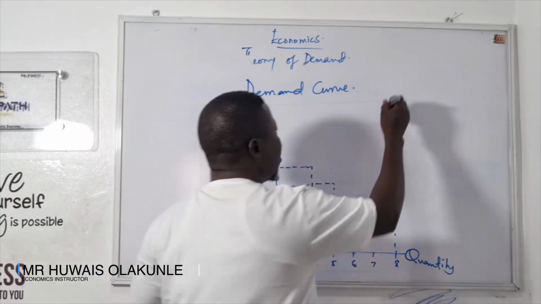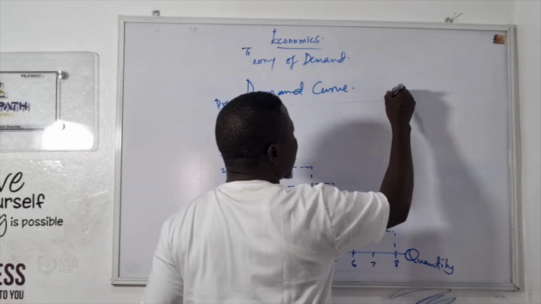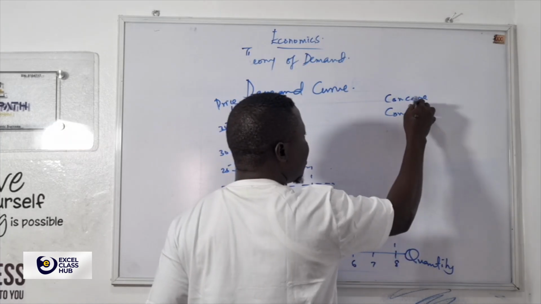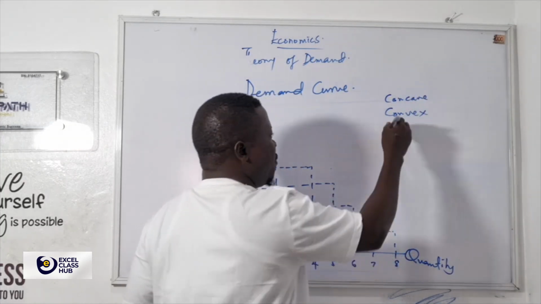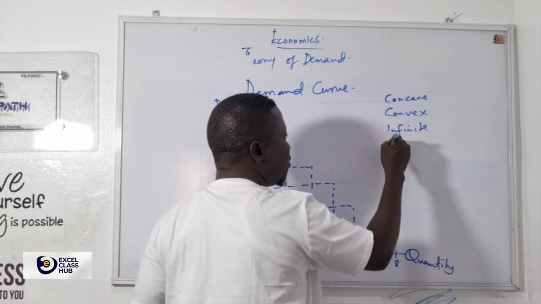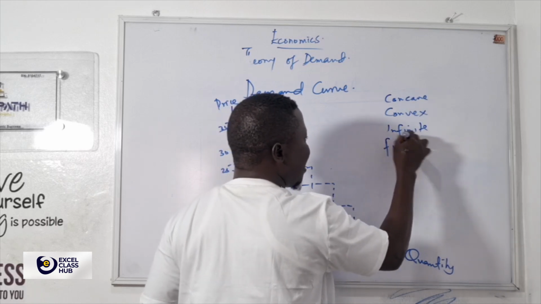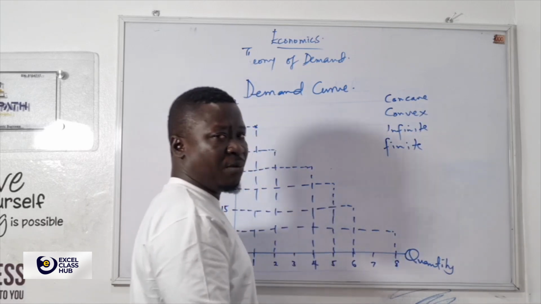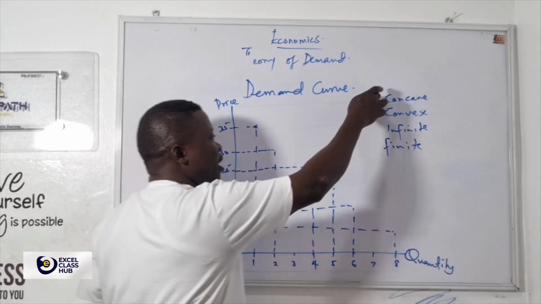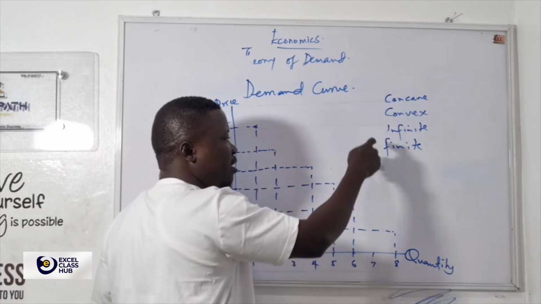They now put concave, convex, infinite. Now put finite. That's the option. I've seen a question like this before in JAMB. Demand curve is dash in nature. Concave, convex, infinite, finite.